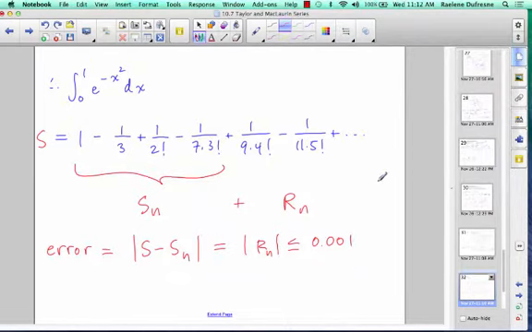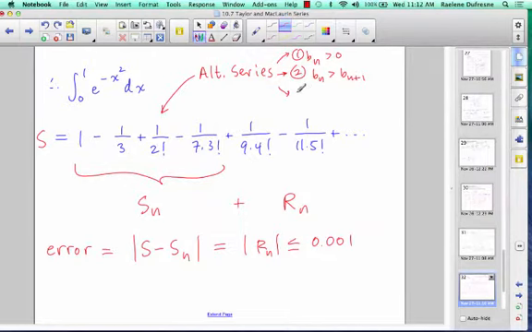Well, we notice that the series is an alternating series that satisfies the conditions of the alternating series test. Bn is positive, so the signs are always alternating. Second, it is a decreasing series, so Bn is strictly greater than the next term.